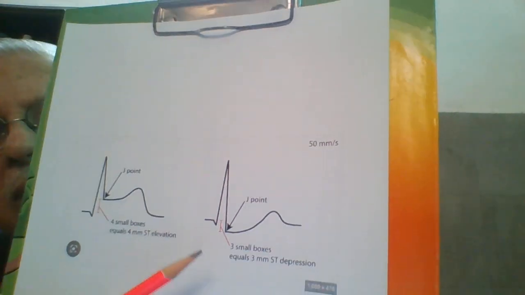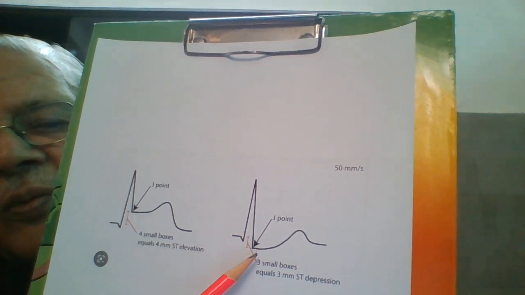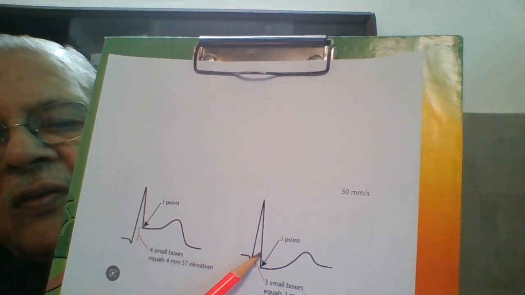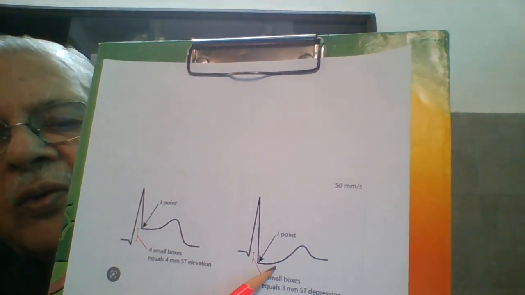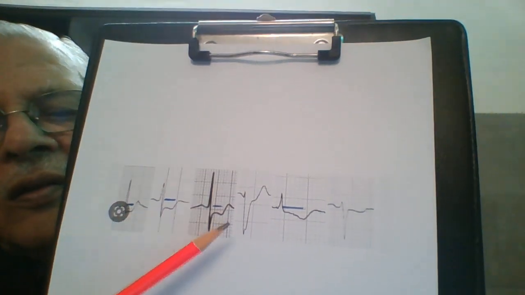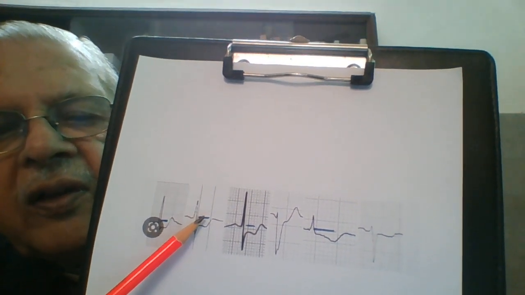Here the same thing is shown in this ECG: this is the J point, this is the ST segment, and this is the S wave. Here the ST segment is much below the baseline. Here the ST segment was much above the baseline. See another graph. Here I have marked the level of the baseline.